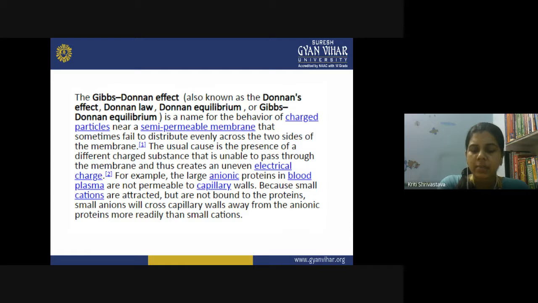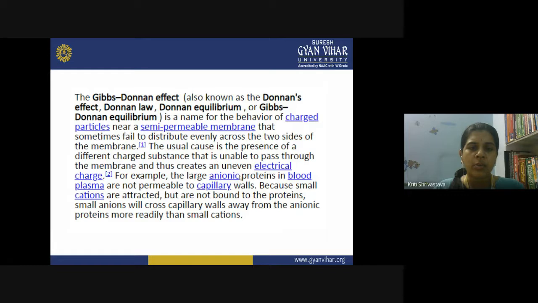So again, an example of a biological system is given here. A large anionic protein in the blood plasma is not permeable to the capillary walls. Capillary walls are the blood vessels. So in our blood vessels, we have blood flowing through it, and this blood is having a large anionic protein. Obviously, this large size particle cannot cross the capillary wall, because the small cations are attracted but are not bound to the proteins. Small anions will cross the capillary walls away from the anionic proteins more readily than the small cations.